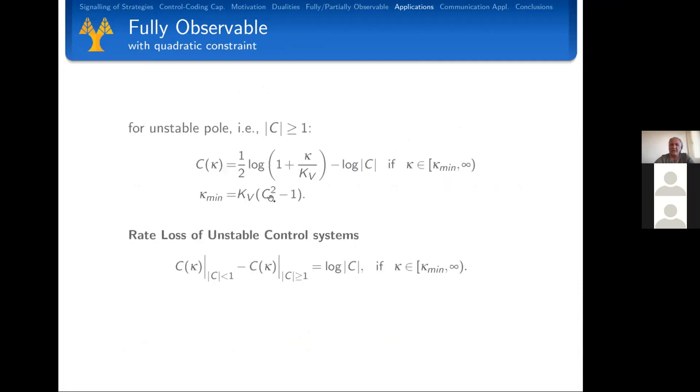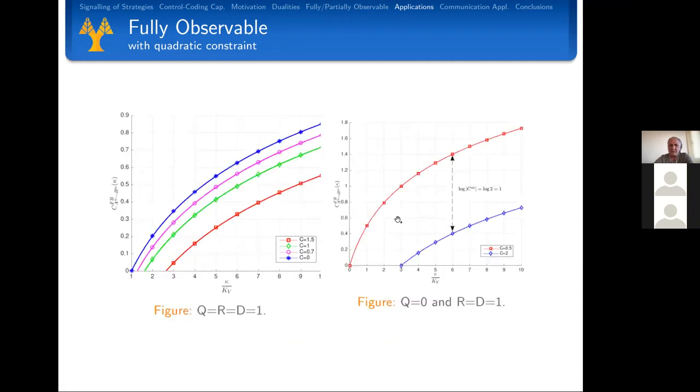Now, this tells me that for an unstable pole, where C here is the pole, this is how capacity is. You have to have K above K min, where K min is the cost of control, the cost of control to drive the system into asymptotic stability. And then you have a rate loss of unstable systems versus stable systems.